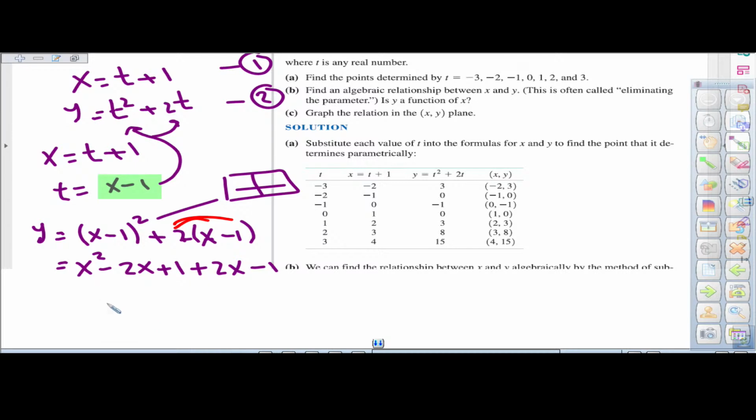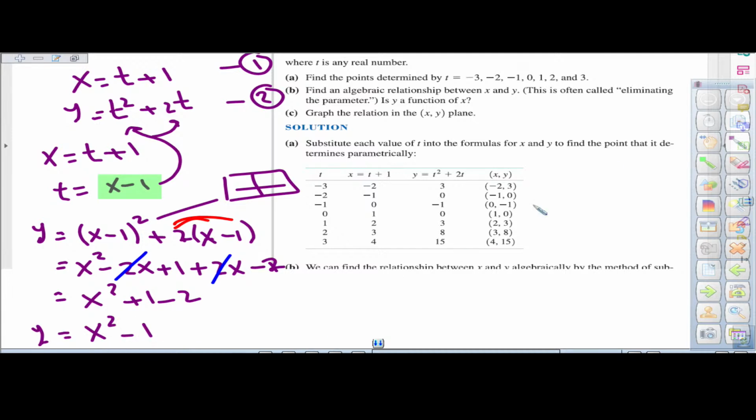Let's carry on with this. I want to see if there's something that could simplify. It turns out these two can go bye-bye, this one and this one. And I made a slight mistake. This is actually a 2. 2 times negative 1 is negative 2. And all of a sudden you end up with x squared, then you have plus 1 minus 2. This simplifies to x squared minus 1.